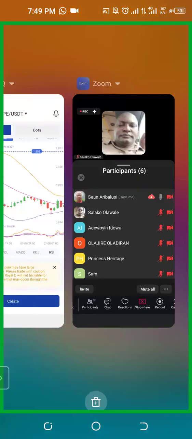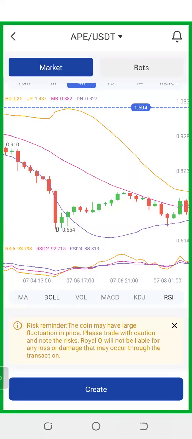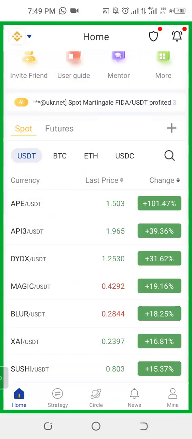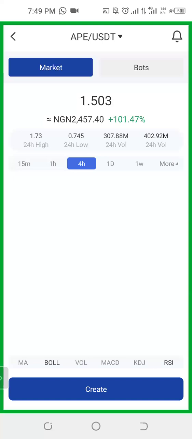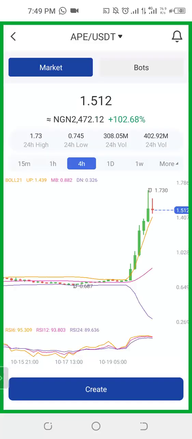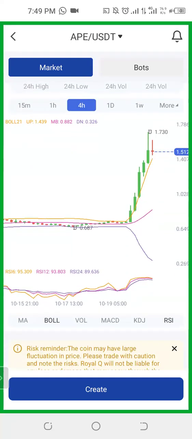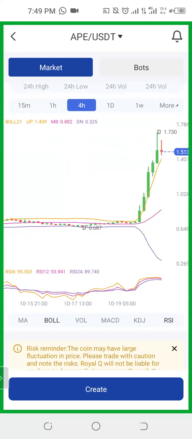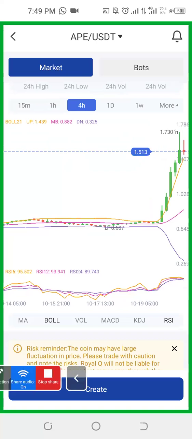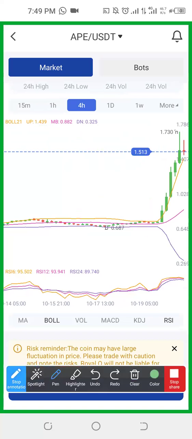Let me even look for another trade to check, this ape that is pumping now. Let's see at the 4 hours whether we can identify that hammer there. It was ranging. Anyway, this pattern alone has meaning.